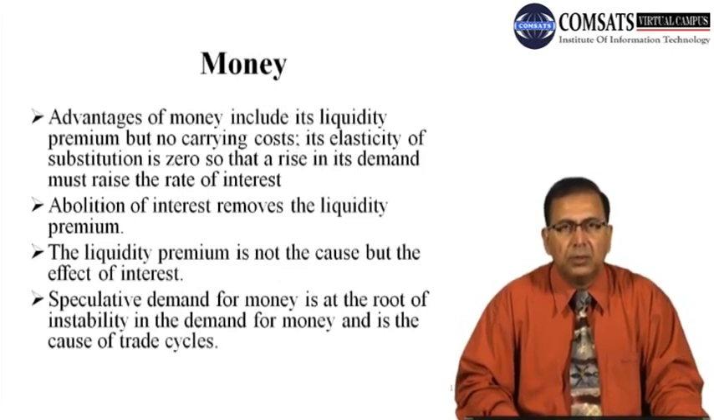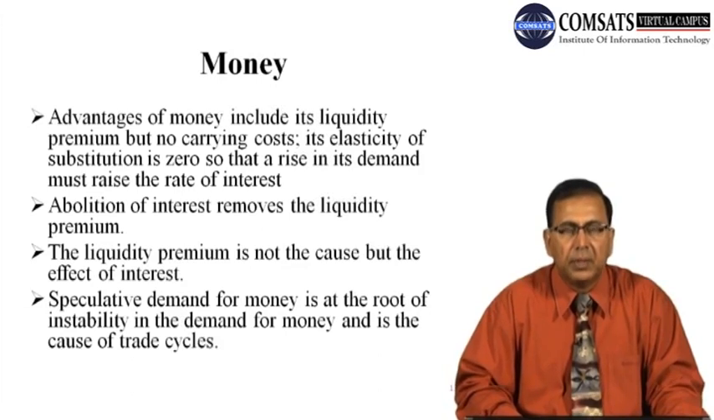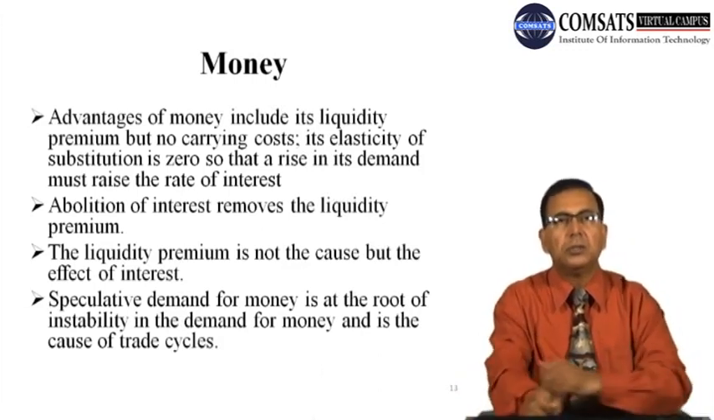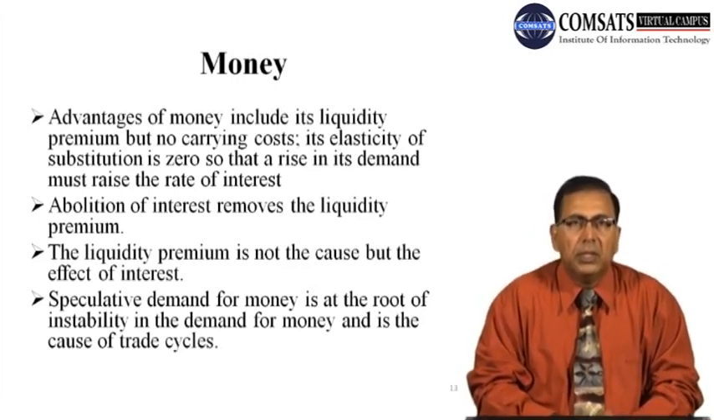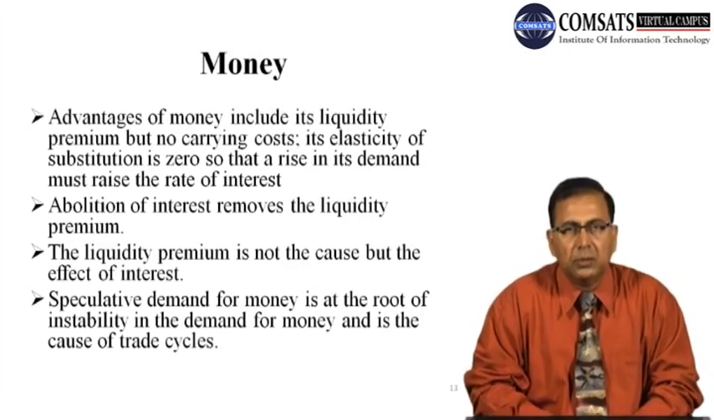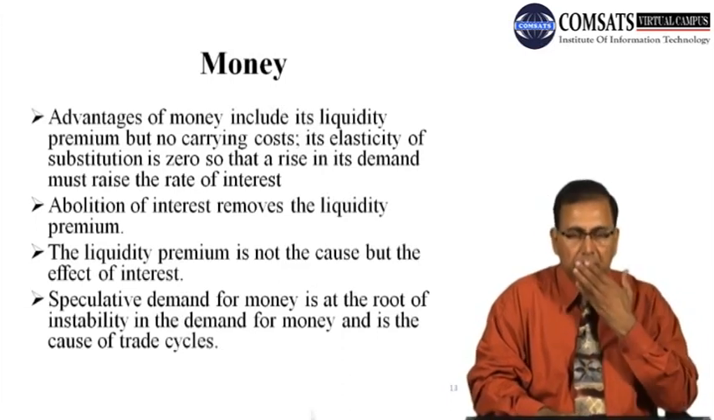One of the advantages of money is that it is the most liquid form of asset, and it includes a liquidity premium, but there is no carrying cost. So if we are carrying cash, there is apparently no cost involved, but since money has no elasticity of substitution, the elasticity of substitution is 0. It means there is no alternative to money in the modern system.